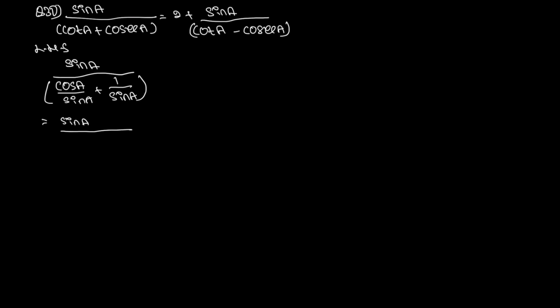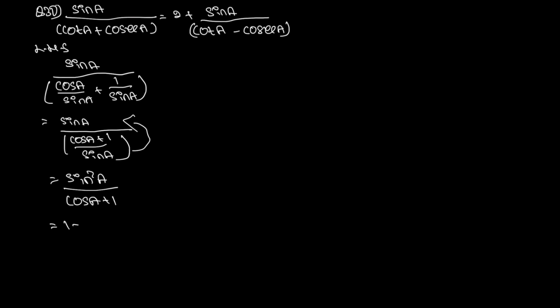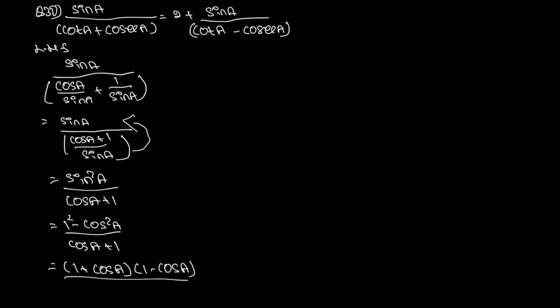Here we are having the same denominator, so we can directly combine the numerators, and we'll transpose this to the numerator. We'll get it as sine square A by cos A plus 1. And from our identities, the sine square can be written as 1 minus cos square A. And this denominator is the same. It is in the form of A square minus B square, which can be written as A plus B into A minus B. And the denominator is cos A plus 1.